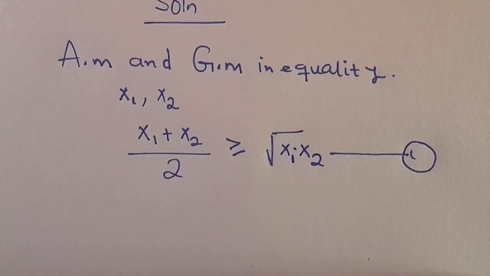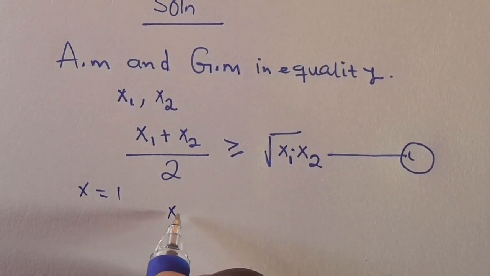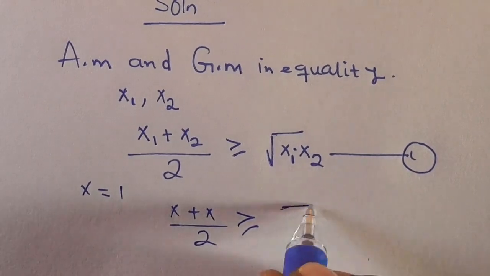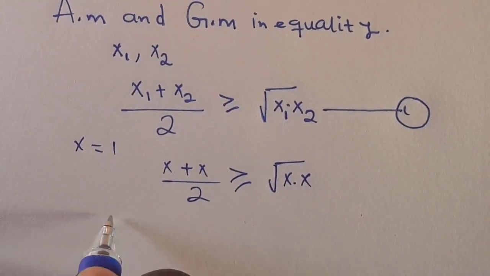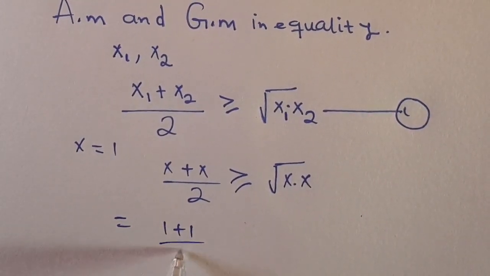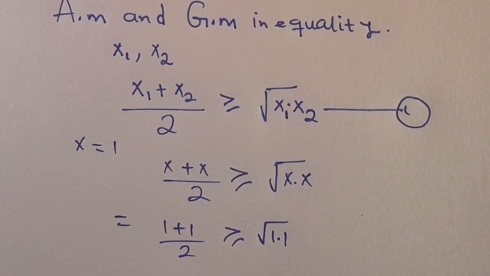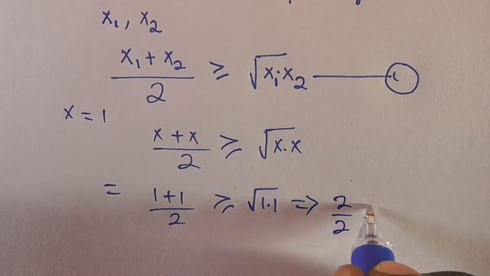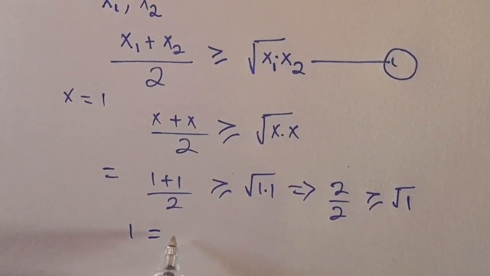Now, for instance, assuming you have x equals 1, by applying the formula, x plus x divided by 2 is greater than or equal to the square root of x multiplied by x. So 1 plus 1 divided by 2 is greater than or equal to the square root of 1 times 1. And this gives 2 divided by 2 greater than or equal to square root of 1. 2 divided by 2 will give us 1, which equals 1.